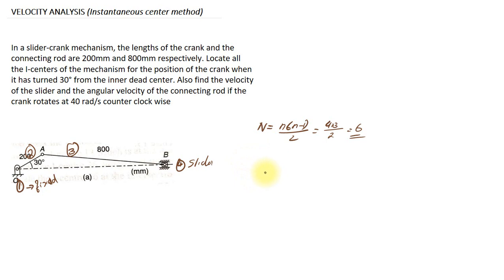Next you are going to find the instantaneous centers. For that, mark points equal to the number of links. Here there are 4 links, so I am marking 4 points and naming them 1, 2, 3, 4 in a cyclic order.